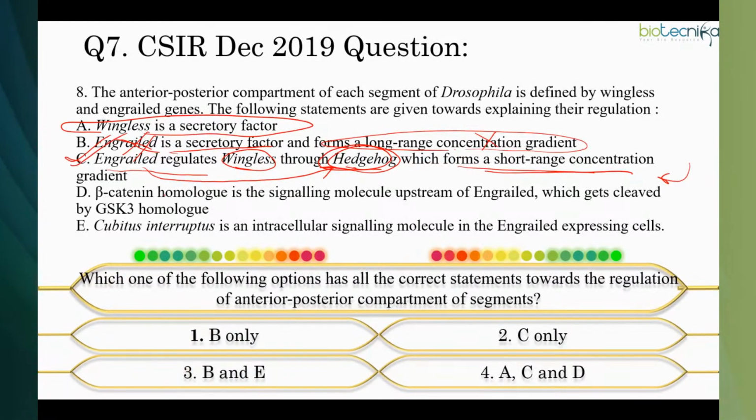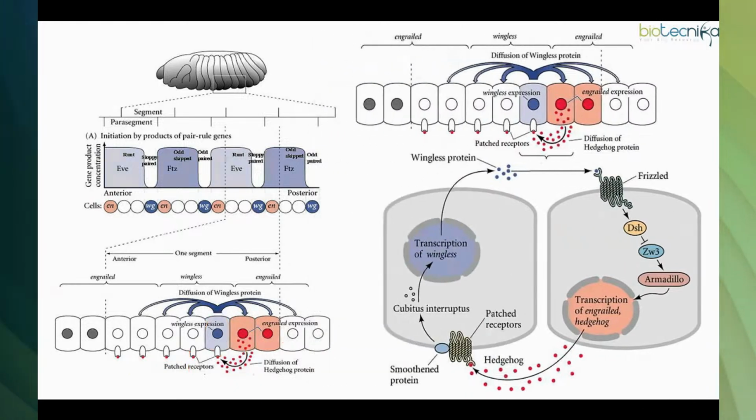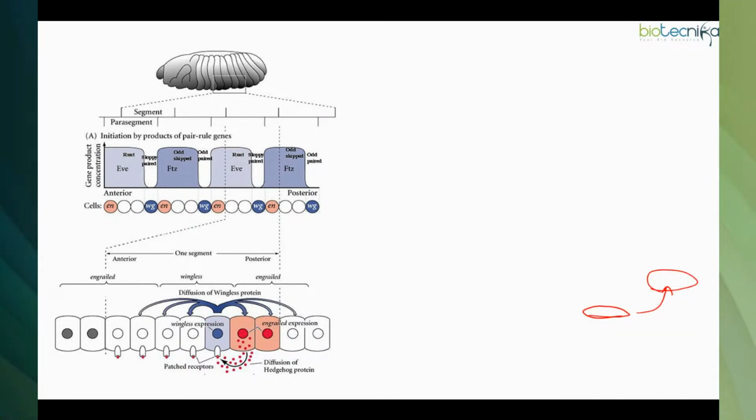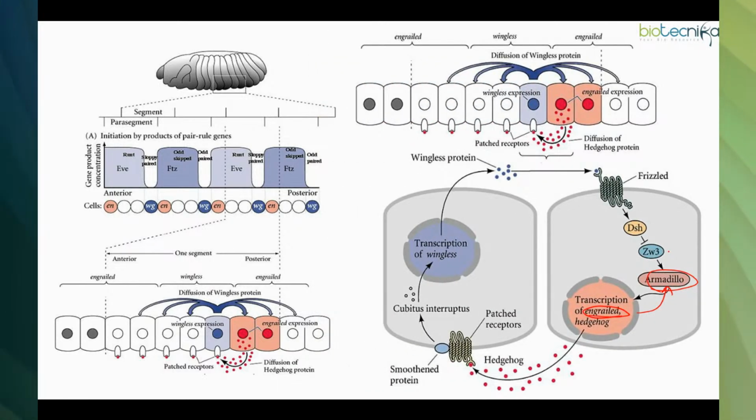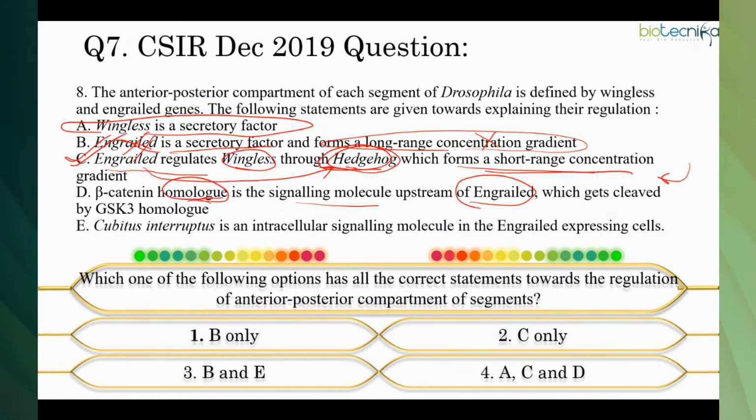C is correct. Beta catenin homolog is the signaling molecule which is upstream of engrailed. Upstream means you can see the sequence wherever it is getting engrailed. Upstream of that is this armadillo, which is nothing but beta catenin. And beta catenin is made free by GSK. So the beta catenin homolog, which is armadillo, is present upstream of engrailed, and is regulated by the GSK3 homolog, which is Zw3 in this case. That is correct. But if there is Wnt signaling, then this will not take place. Anyways, this is a correct statement.